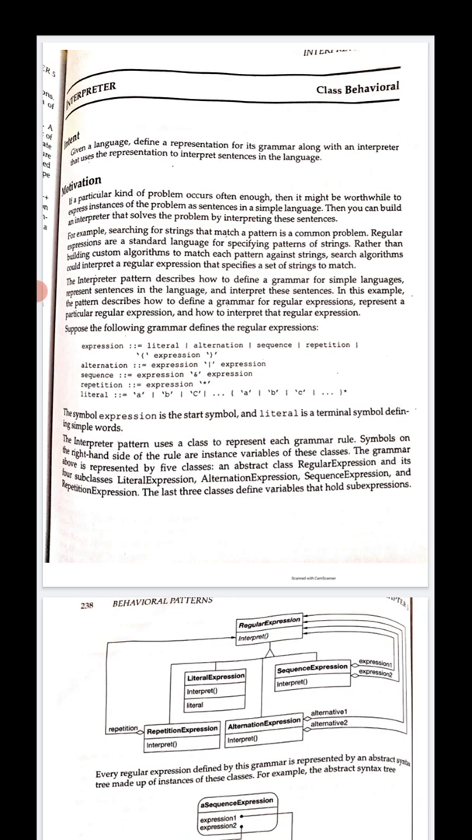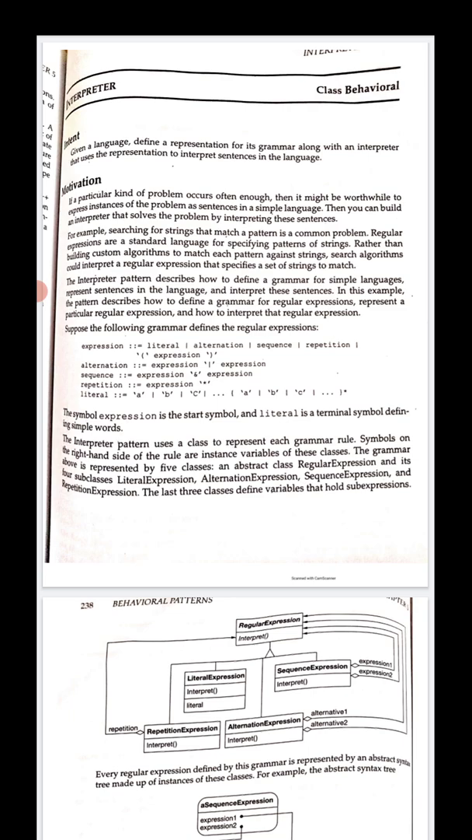Here the Interpreter design pattern describes how to define a grammar for simple languages, how to represent sentences in the language, and how to interpret these sentences. In this example, the pattern describes how to define a grammar for regular expressions, how to represent a particular regular expression, and how to interpret that regular expression.